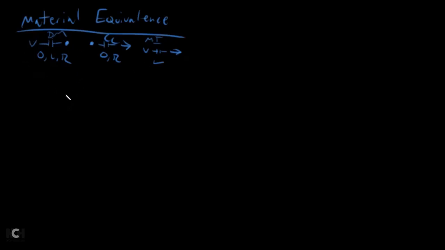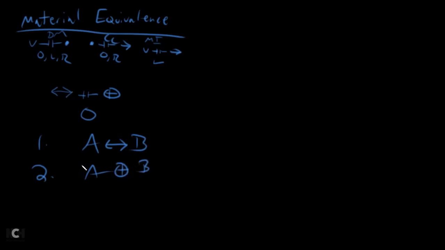These are all their own respective rules. But the main thing I want you to know with material equivalence is this. It allows us to switch from double arrow to an XOR by just switching the outside slot. So check this out. This is a form of material equivalence. If you had A double arrow B, you can change that into an XOR. You just take the letters, keep them the same, switch the symbol, change the negation slot.